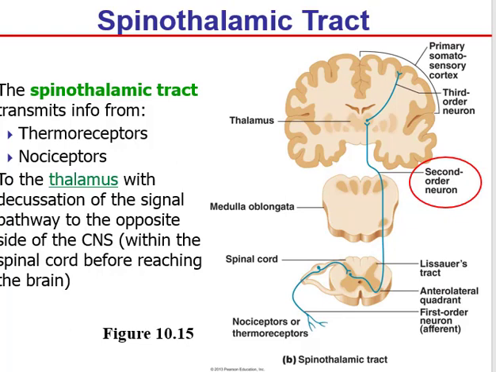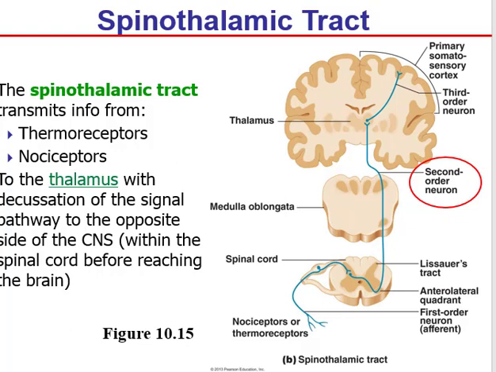There are 2 types of pain, fast pain and slow pain. Fast pain is perceived like a knife or a sharp pain. Slow pain feels more diffuse, less localized. You can see figure 10.16 for a map of referred pain.